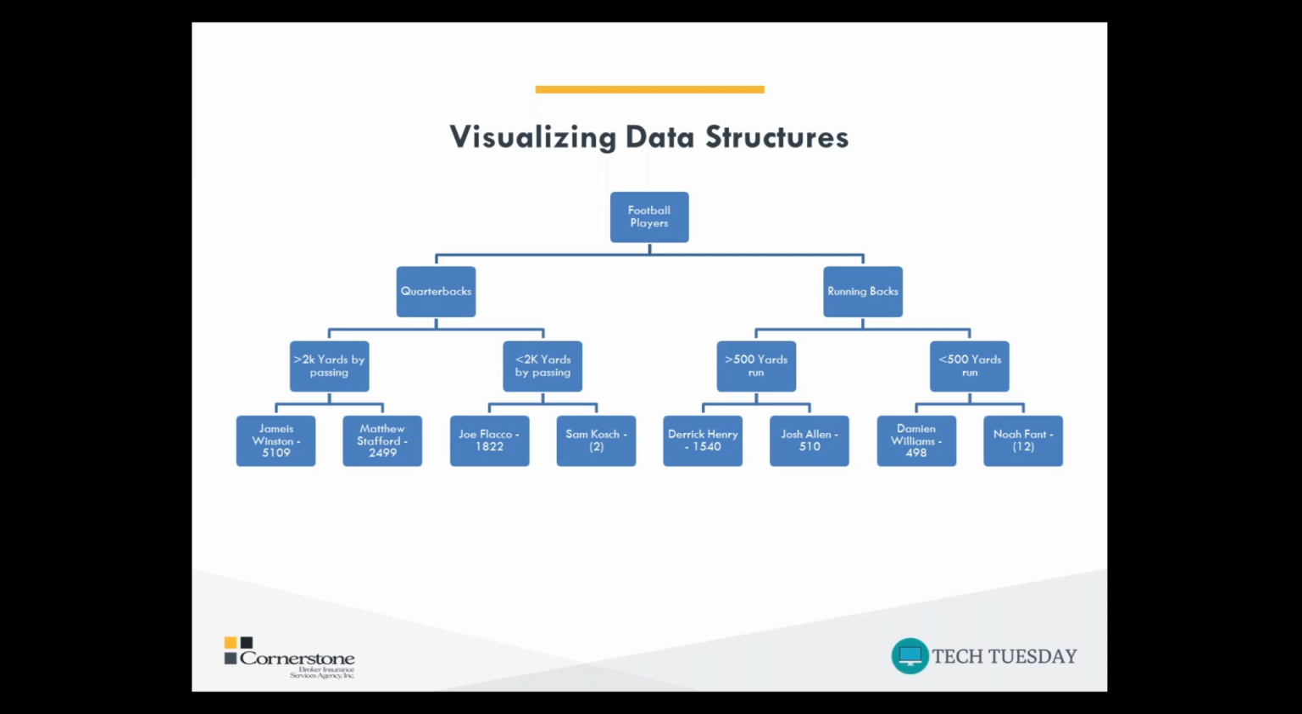For quarterbacks, we decided to divide it up by players with over 2K passing yards and under 2K passing yards. And for running backs, we did under 500 yards run and over 500 yards run. As you can see, Jameis Winston is the highest total yards gained by passing for quarterbacks at 5,109 for the 2019 season. And Derrick Henry is his counterpart with running backs at a total of 1,540. So if I were looking for just generally yards gained, I would say you probably want to throw, personally, at least based off of this data.